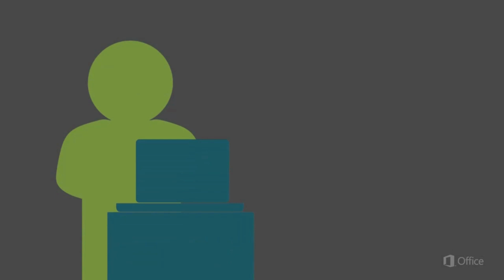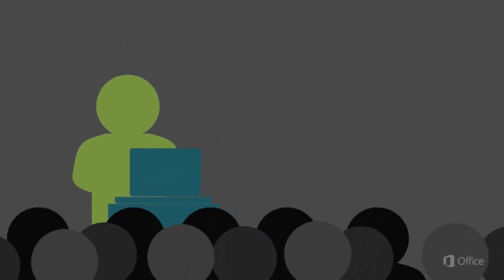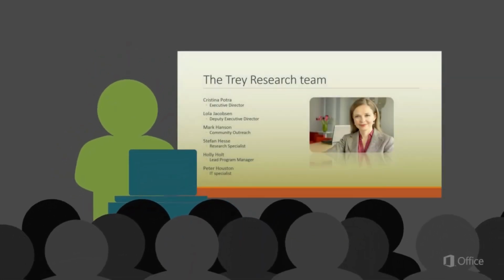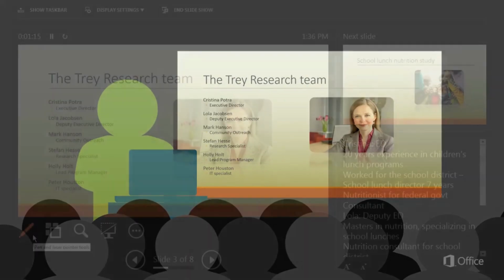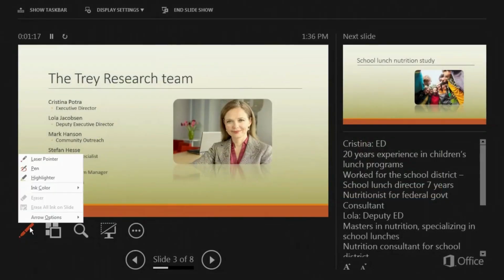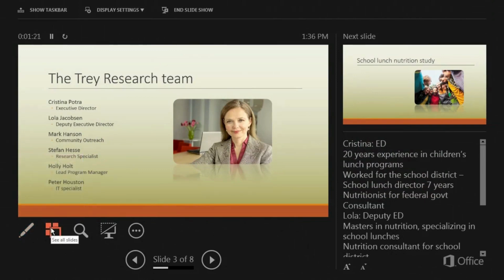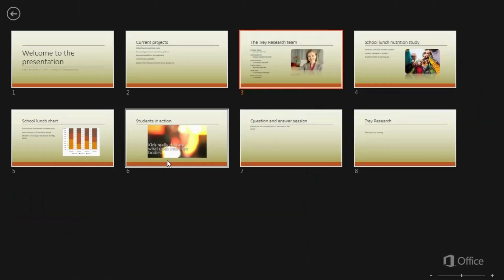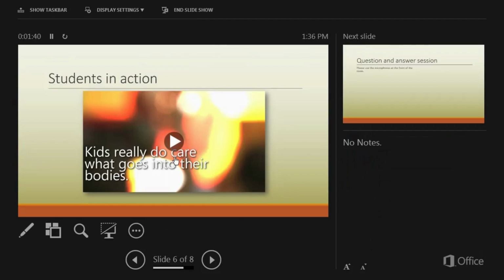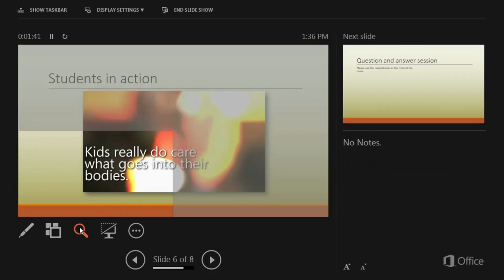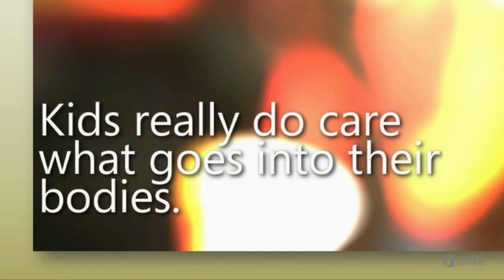By running Presenter View on a laptop just below eye level, you can face the audience and never have to look back at the screen. You can do things like select a laser pointer or a drawing tool, or use the slide navigator to select a different slide. And only you can see all this behind-the-scenes stuff, so the audience can stay focused on your message.